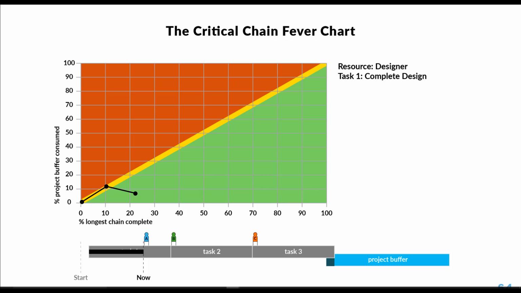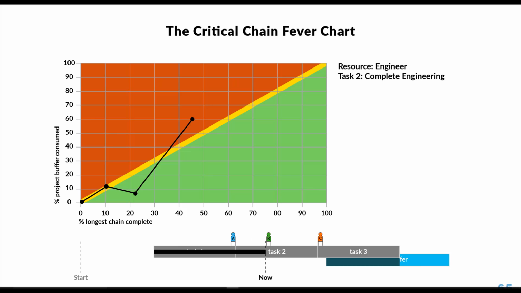If we're able to run at a ratio of 1, we'll be running up the high-performance gold streak in the middle of the fever chart. But life's not like that. We hit a snag, and the engineer working on task 2 finds it taking longer than she thought. And whilst 45% of the chain has been completed, the buffer is 60% consumed.